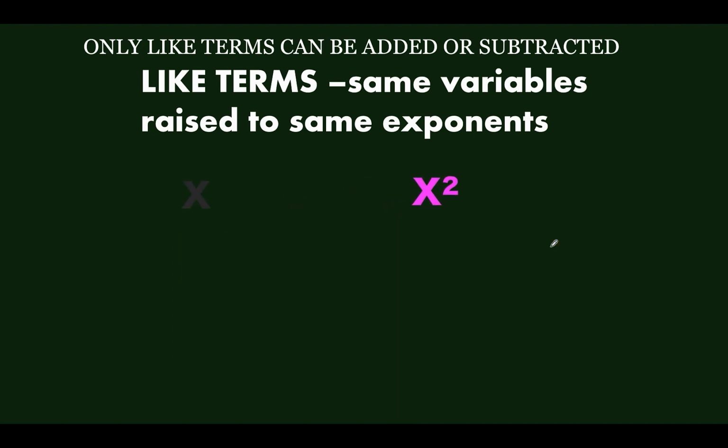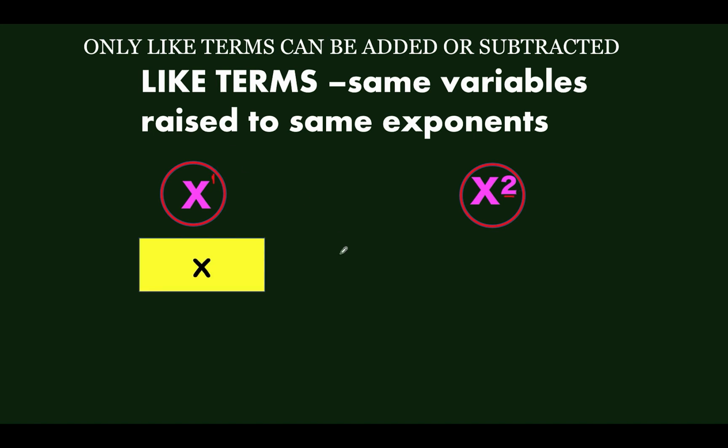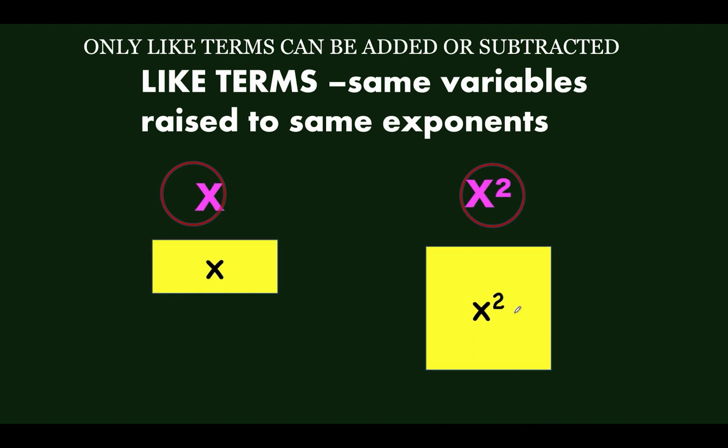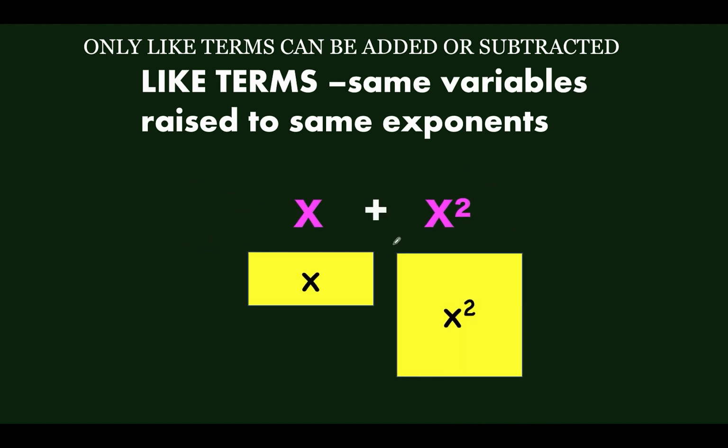Let's have another example. Let's say x plus x squared. Here you have a variable x raised to exponent 1. Here you have a variable x raised to a different exponent. It's 2 now. Therefore, they are no longer considered like terms. And so if you are going to visualize them, notice that they are different. And when you combine them, the answer is still x plus x squared. There is no more simplification that we can do, and so the answer remains as x plus x squared.